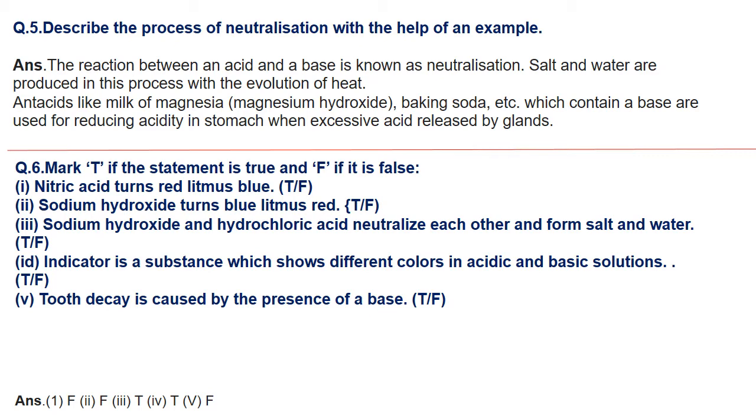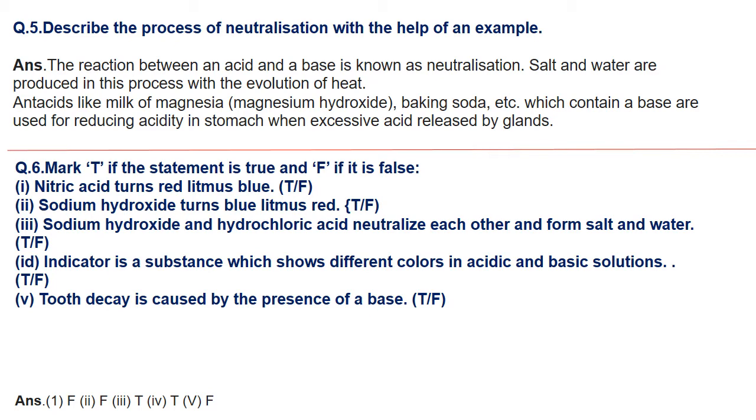The best example is antacids like milk of magnesia, baking soda, etc., which contain a base. They are used for reducing acidity in the stomach when excessive acid is released by the glands. So in acidity problems, we have studied this neutralization reaction. It is one of the uses of this acid base reaction.